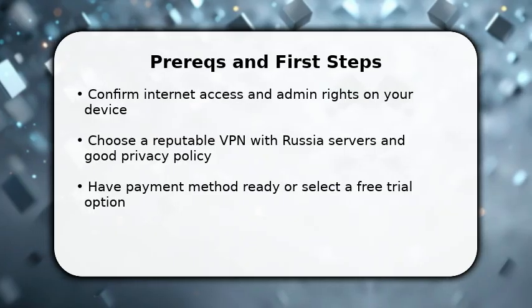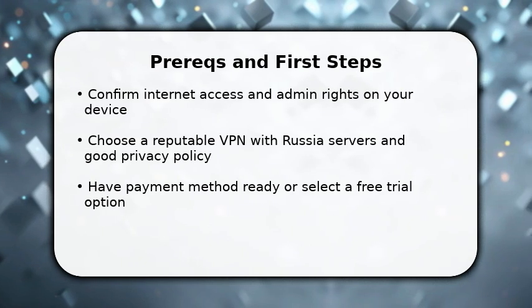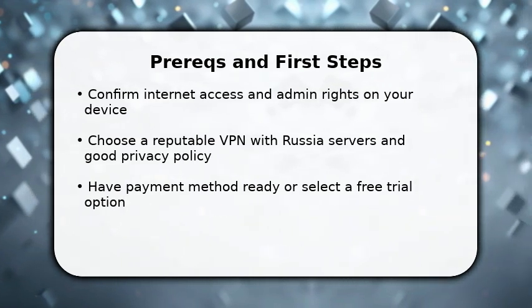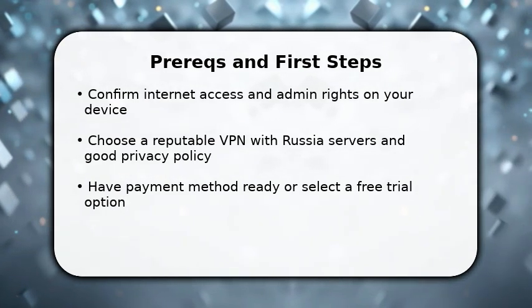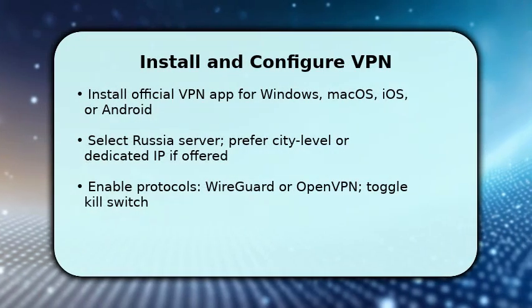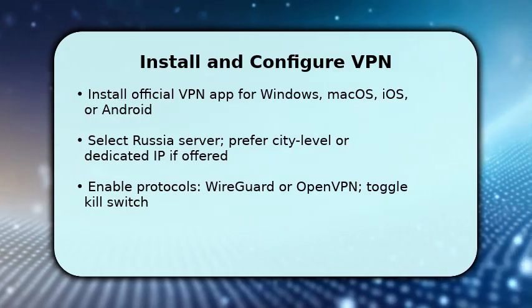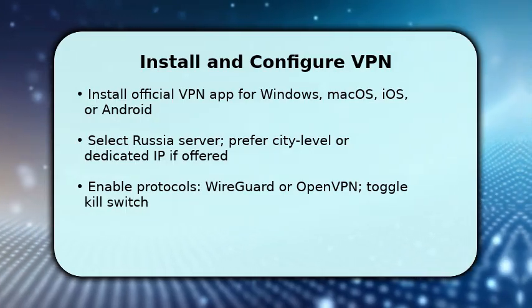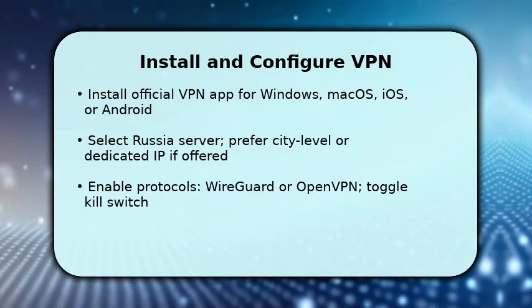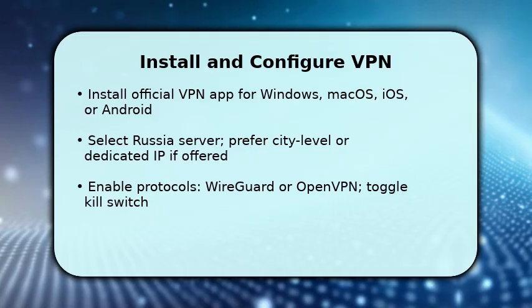Make sure to download the provider's official app for your OS rather than third-party clients to reduce configuration errors and security risks. Install the official VPN app and sign in with the account you created. Using the vendor app ensures automatic updates and correct certificates. Once signed in, choose a Russia server. If offered, pick a specific city or dedicated IP for stability and fewer CAPTCHA.